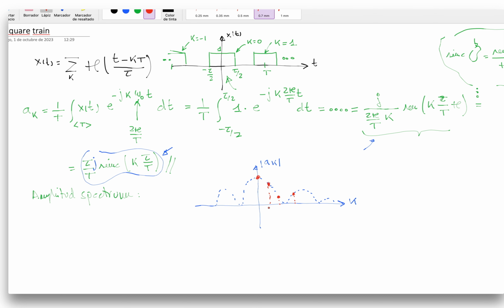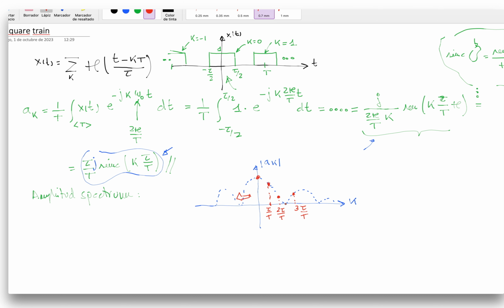And again, for example, this is the point corresponding to k equal to 1, so this will be in the value tau divided by capital T. This second one will be in the value 2 times tau divided by capital T, and this will be, for example, in 3 times tau divided by capital T. And the same exactly to the left. I don't write it. So this will be the shape.